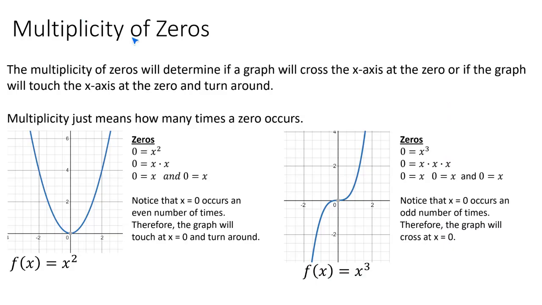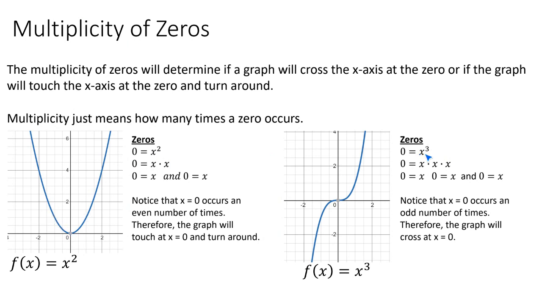Again, if you forget the multiplicity of zeros, if you remember these two graphs, then you can always remember what they are. If I was to find the zeros, that means I'm solving for x. So 0 is equal to x squared. I can write it as 0 equals x times x, and then 0 is equal to x, and 0 is equal to x, because I have 2 here. So we say that the number 0 occurs twice, so we say the multiplicity is 2. And since the multiplicity is an even number, that's why the graph is touching and turning, okay?